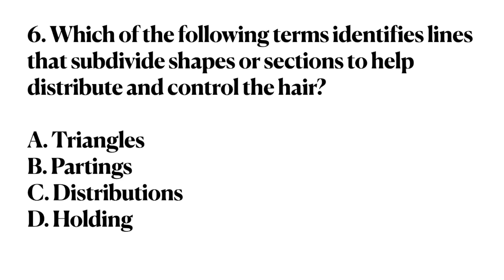Number 6. Which of the following terms identifies lines that subdivide shapes or sections to help distribute and control the hair? A. Triangles. B. Partings. C. Distributions. D. Holding. The answer is B. Partings.